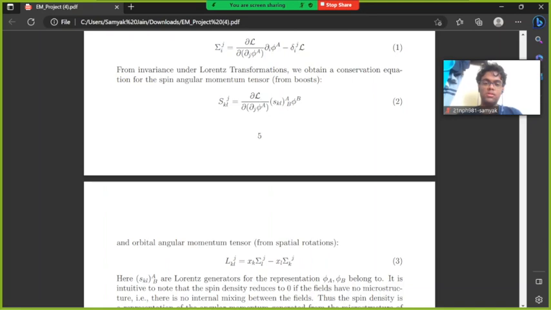And we further note that the spin angular momentum density depends on this particular expression S^kl. These are the usual spin generators of the internal space that the fields are in. So the spin part is non-zero only if there is some internal structure to the fields themselves. If the fields are completely independent and there is no microstructure inside, then these S^kl terms are simply zero.